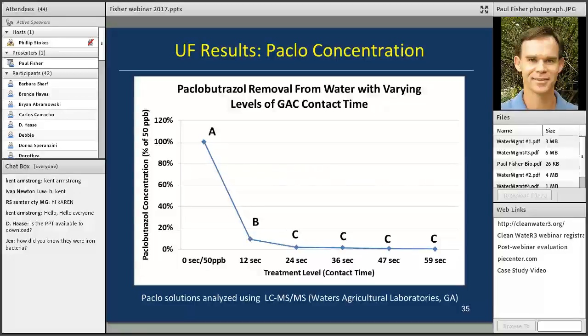And you can see that by the time we get to 24 seconds of contact time here in our research system, we were able to eliminate most of the Paclobutrazol. And if you are a grower and you're concerned about the possibility of chemical residues in your irrigation water, you can send it to a commercial testing lab. In our case, we used a laboratory in Georgia.